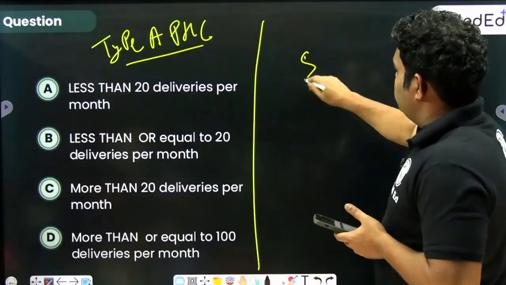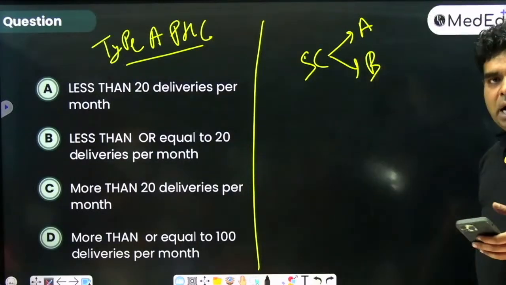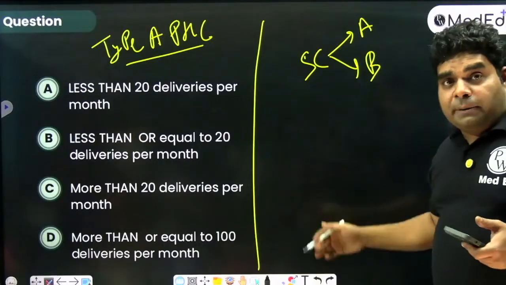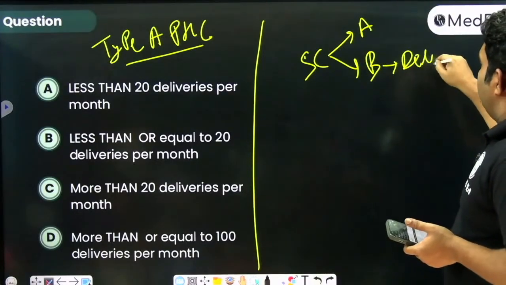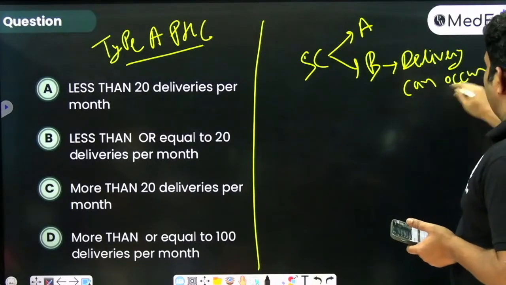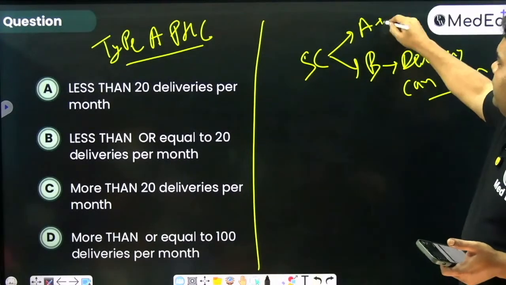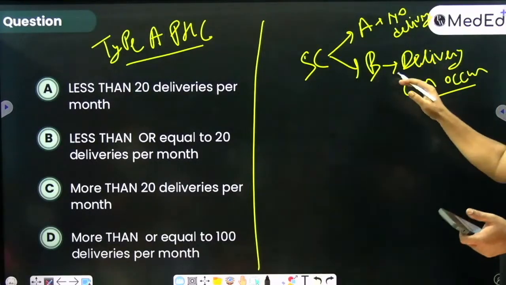See, when we talk about subcenter, type A and type B are two types of subcenter. On which subcenter can delivery occur? Type B delivery can occur. Delivery cannot occur on type A. So no delivery in A, and if they are talking about delivery can occur, that is B.